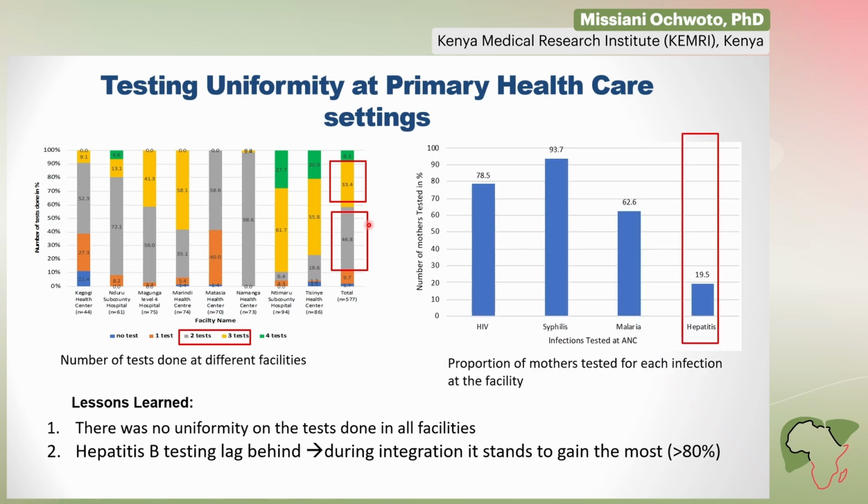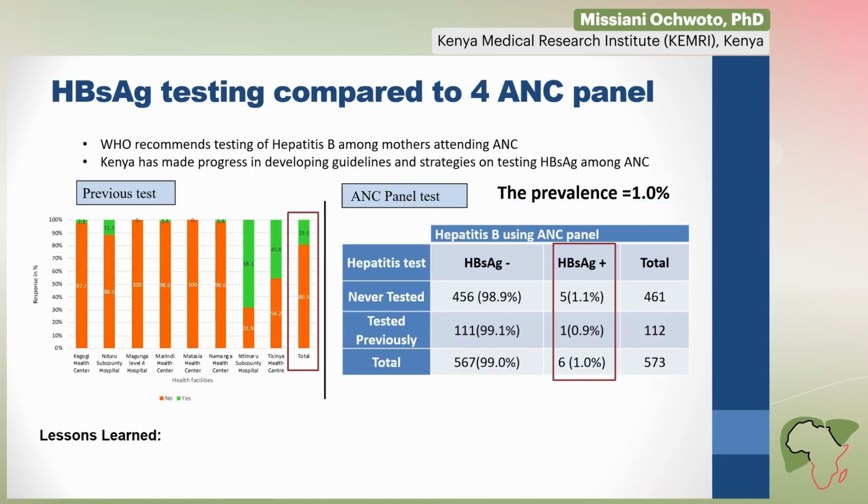And if you look at that, those include HIV, which was done by 78.5%, and syphilis, followed by malaria. Hepatitis is the lowest. Therefore, it lags behind, and by integrating this into the ANC, it stands to gain by 80%. When it comes to the testing of hepatitis, let me say this.